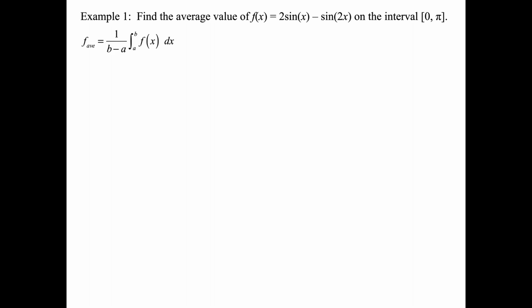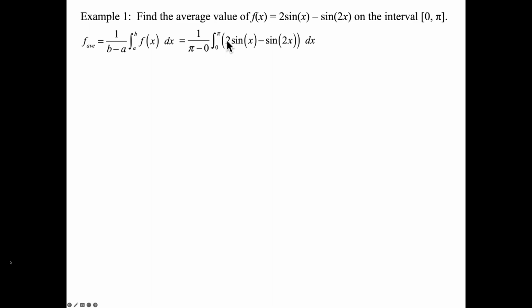on the interval from 0 to pi. So with our formula, we need to plug everything in. a is 0, b is pi. So 1 over pi minus 0, integrate from 0 to pi of this function. All right, so that'll be 1 over pi.